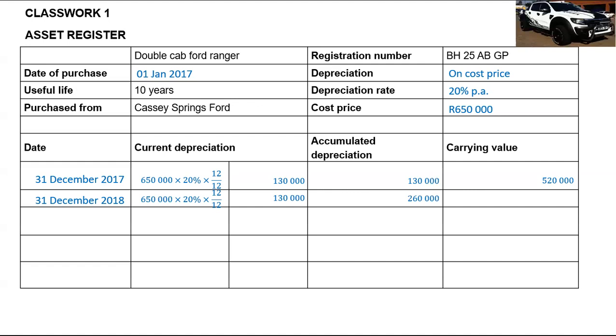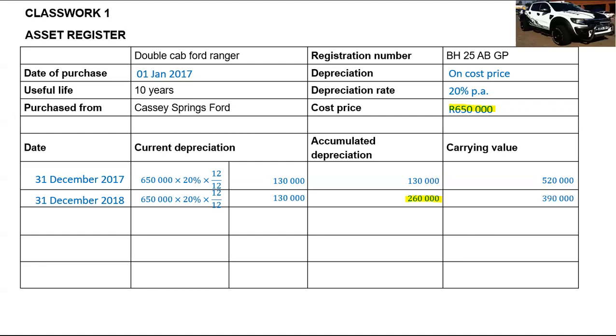Now, accumulated depreciation will increase to 260,000 rand, which is last year's accumulated depreciation plus this year's depreciation. It's 130 plus 130, it gives you 260. To get the carrying value, nothing has changed. It's always cost price minus accumulated depreciation for that financial year. The cost price is 650. I'm going to take that 650 and subtract this 260,000 to get the carrying value on the 31st of December 2018, and that will be 390,000.